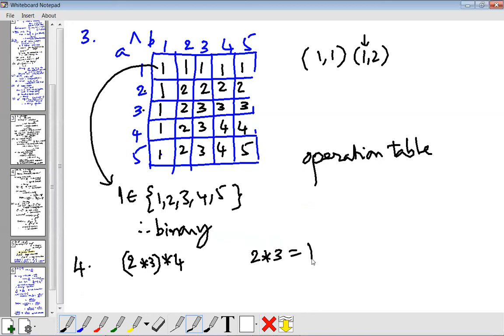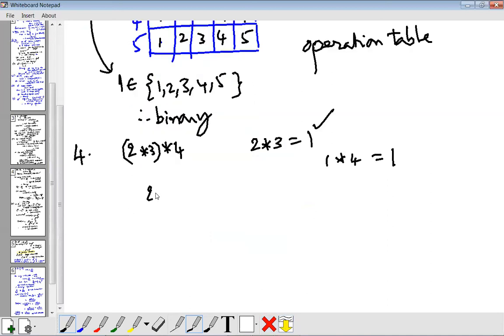So under the star, you go to the second one. Under the 3, you will see 1. Column number 3, 1, 2, 3, third column, second row, right? So you get 1. Then pick this 1. That means you are going to the first row. So then you are doing 1 star 4. That means first row, fourth column. You will get answer 1. Therefore, 2 star 3 star 4 equals 1.